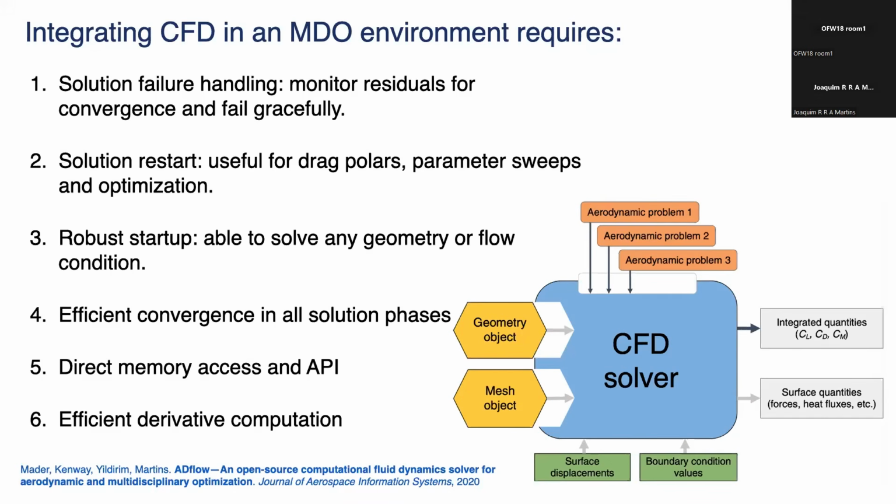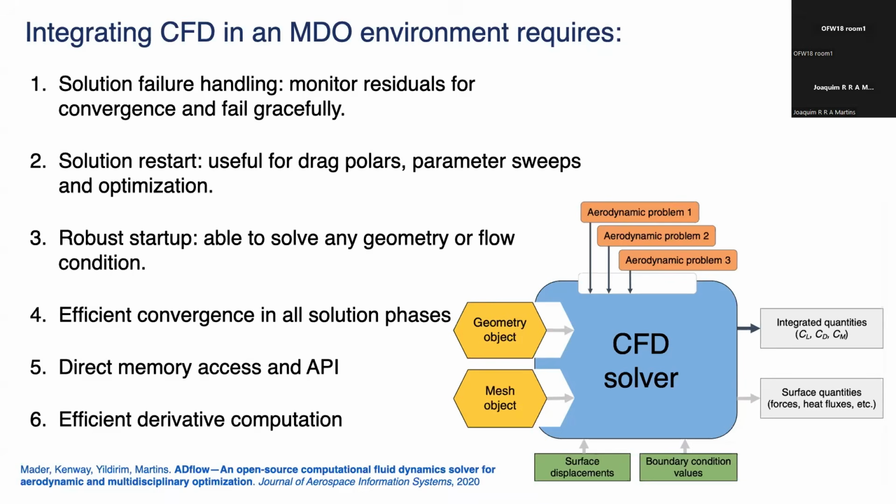And one very important feature here is direct memory access through an API. So you need to be able to, no file IO in the middle. You have multiple codes coupling, you're running this over and over again, optimization. You cannot afford to have file IO, that'll kill your performance. So everything we've done is through Python APIs with direct memory access. And that's been really the key for everything. And finally, the most important feature is efficient array computation, so we can do our gradient-based optimization efficiently.